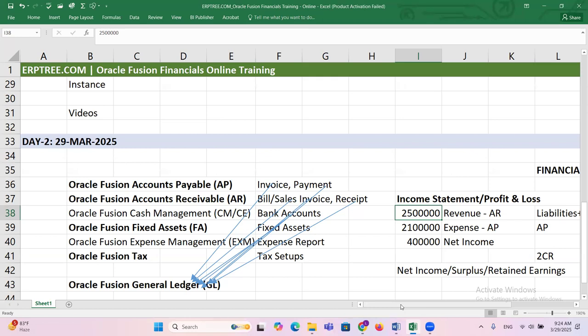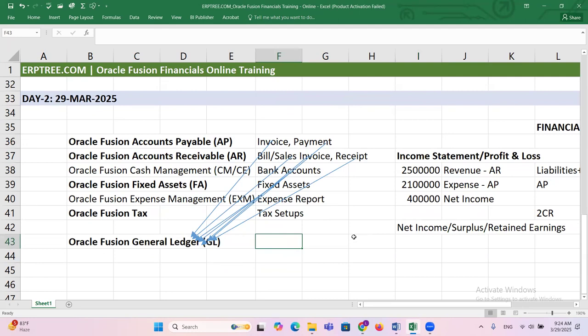Hope you are clear why we are using the general ledger application to prepare the financial reports. That is the point we are driving. What we are deriving from all these applications is just the data, and we are generating the reports in the general ledger application. The purpose of the general ledger application is to prepare the financial reports.